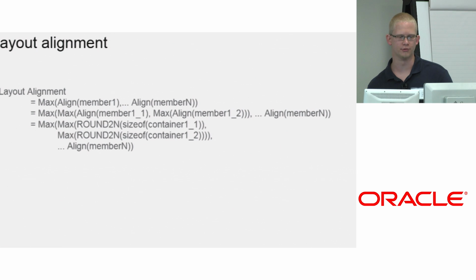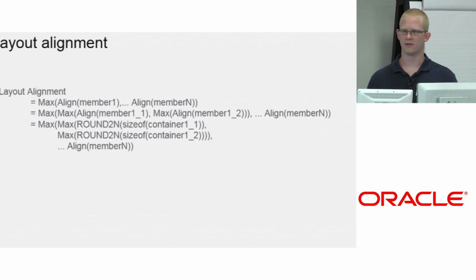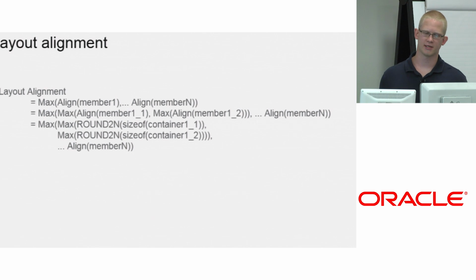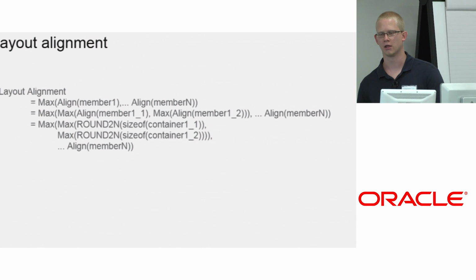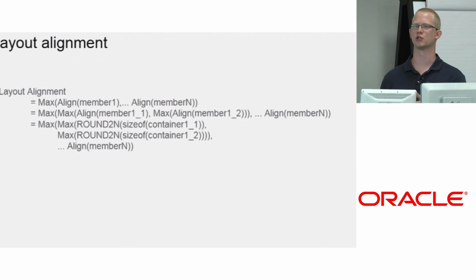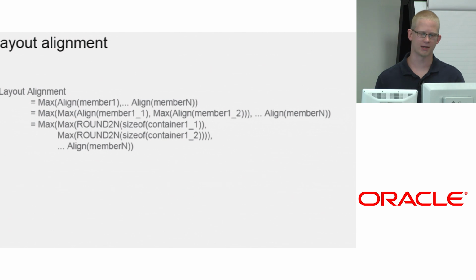Alignment, very similar to C. The alignment is for the entire container, and it's based on the maximum required alignment for any particular container. And the way you do that is sort of recursive. You walk through each of the members in your layout, find their containers, round the size of that up to 2 to the n to get your number of bits, and that gives you what your overall alignment for the thing is. So that's how the bits get laid out in memory. That's some of the data access patterns for it.